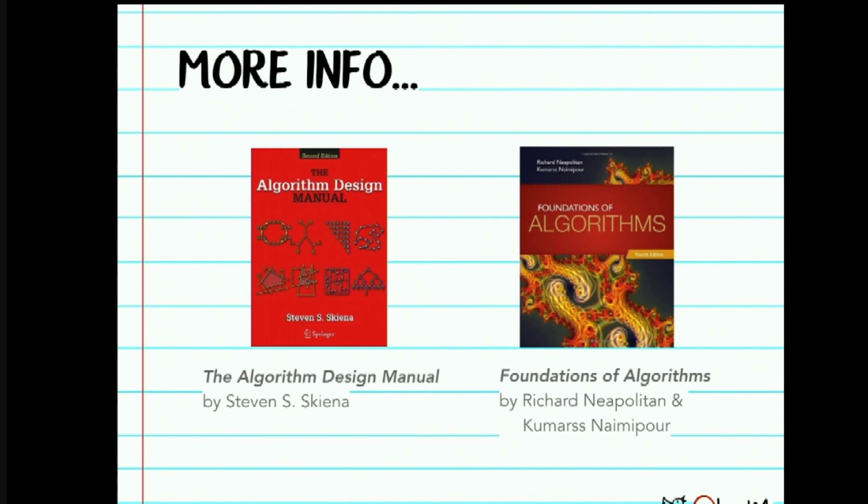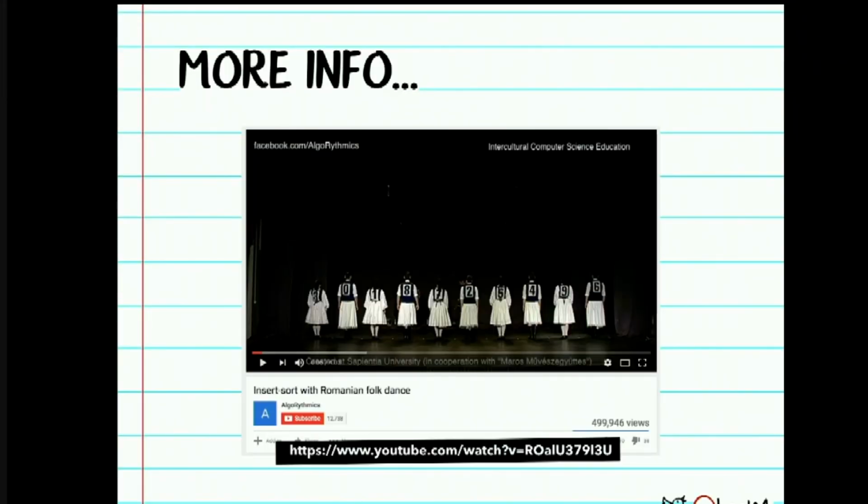Now, if you remember the question I asked way in the beginning, what does a pile of dirty socks, Napoleon, and Romanian folk dance have in common? You might notice that I already mentioned the socks. I already mentioned Napoleon. But this is it. If you're more into visuals and videos, for some weird reason, there are videos of Romanian folk dance and Hungarian folk dance explaining how the sorting algorithms work. So you can check that.